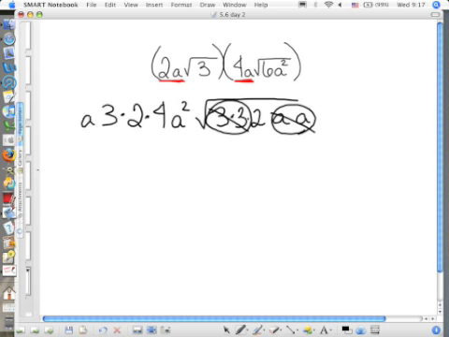Now let's just clean this up. On the outside of the radical, what does that give you? 24a cubed. Under the radical, what do you have left? A 2. And this would be your answer. Whole number times whole number, radical times radical, and then simplify.